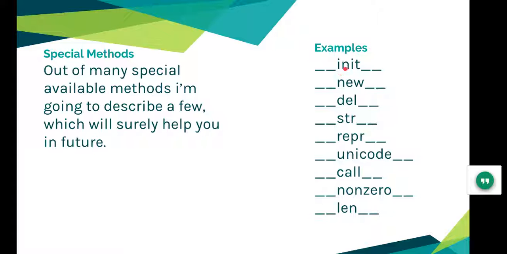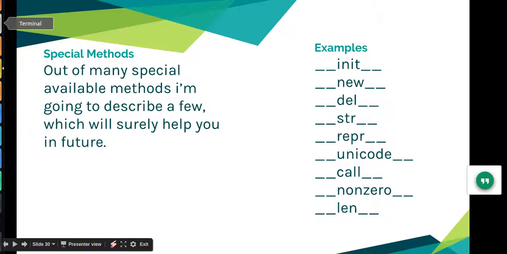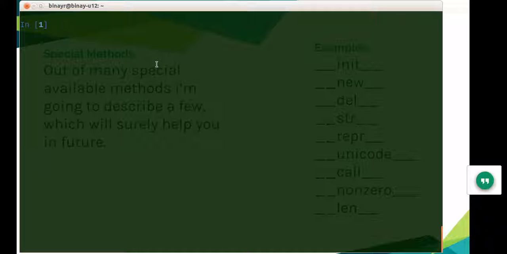One is init, which is known as the constructor of Python. Then new, responsible for creating the object. Del, it's the destructor. Str, repr, and unicode are used for getting the string. Call is used to call a method from a class. Non-zero checks the non-zero condition inside a class. And len gives the length of the object content. So let me show you in Python.